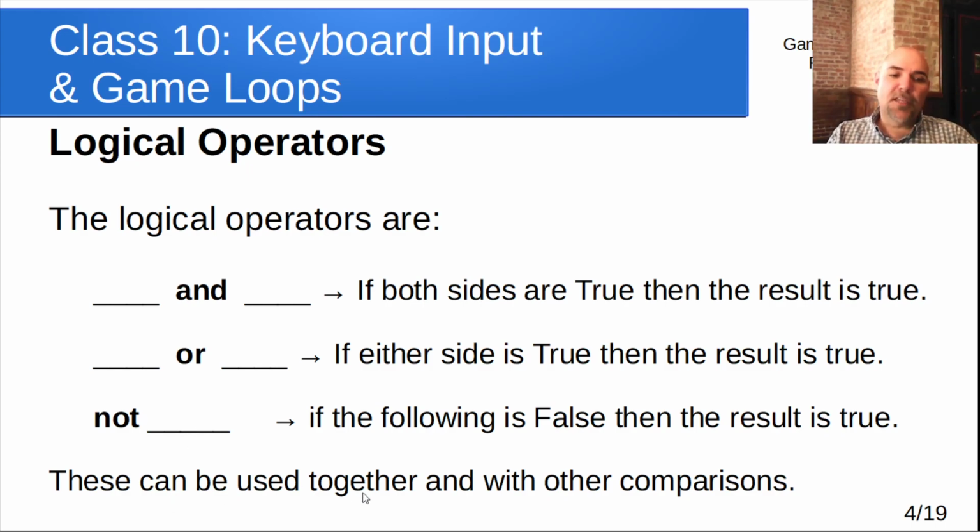And you can use those together and make really complicated things like if this is true and this is true, and this is true, or this is true, then the whole thing is true. So you can make groups of those. Or you could say if not this and this. You can use those in a lot of different ways.